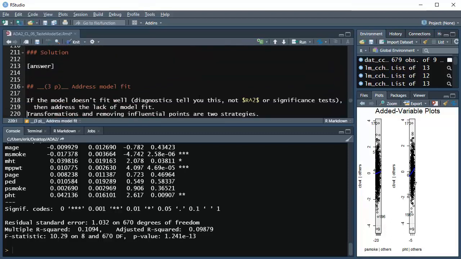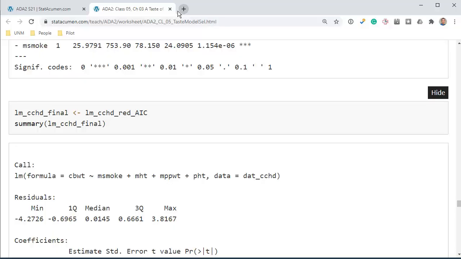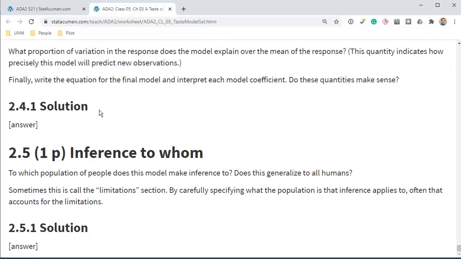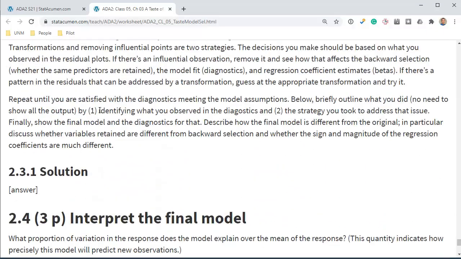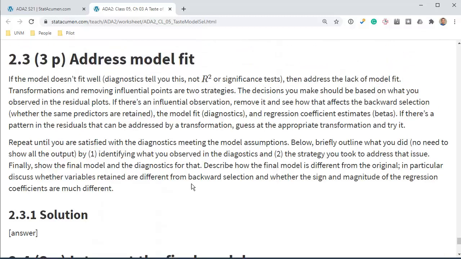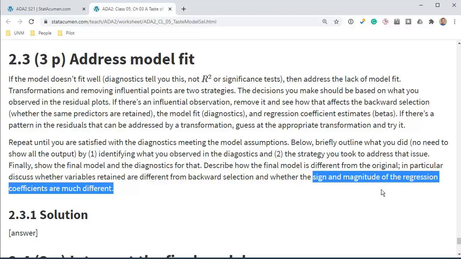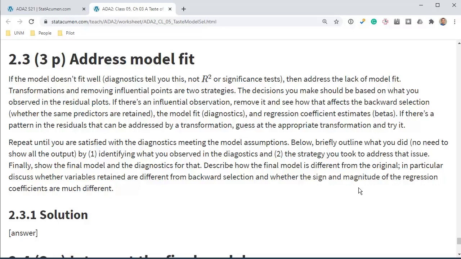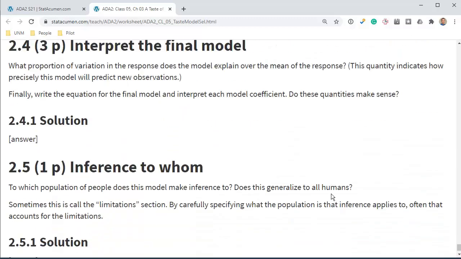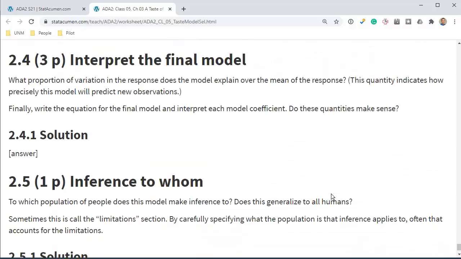And let's go back to the questions here. All right, so the main comments here are that we have the same variables retained from model selection. The sign and the magnitude did not change very much, so we end up with the same model effectively before and after. And because we removed that influential observation, we can explain more variability in the response, both in the full and reduced models.